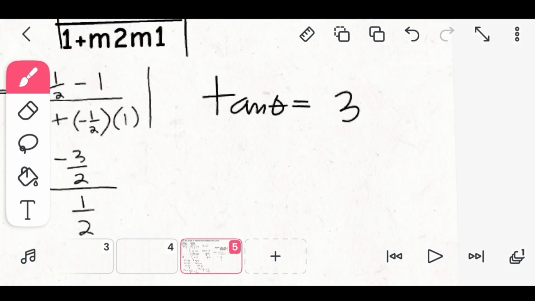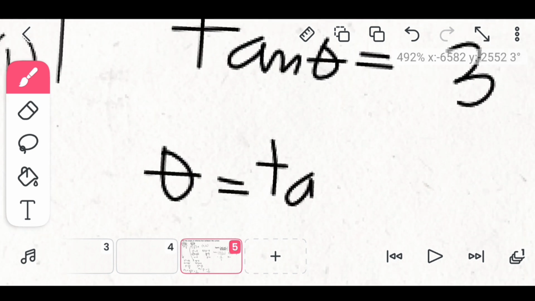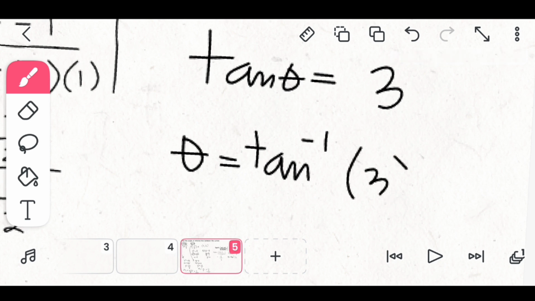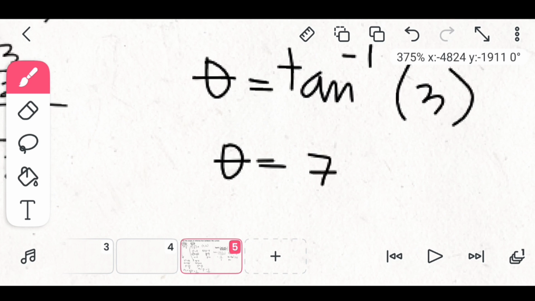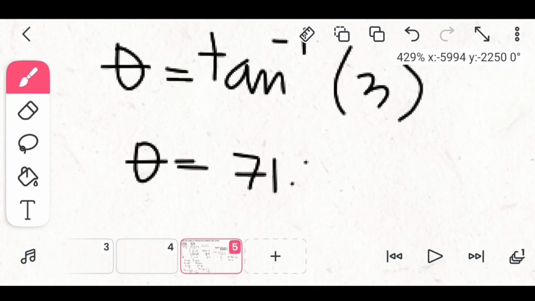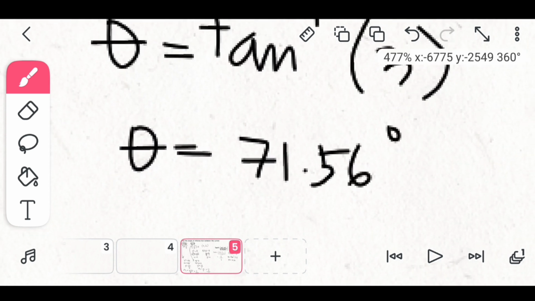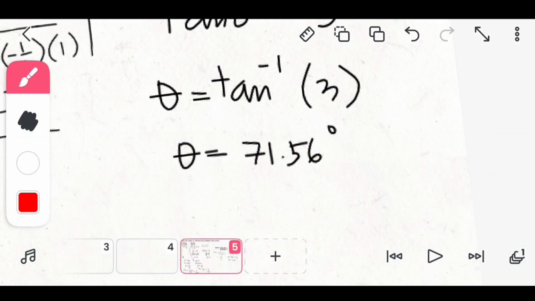After that, we will do this: arctan theta equals arctan of 3. Then there you have it. I already found the angle, and that's the final answer.